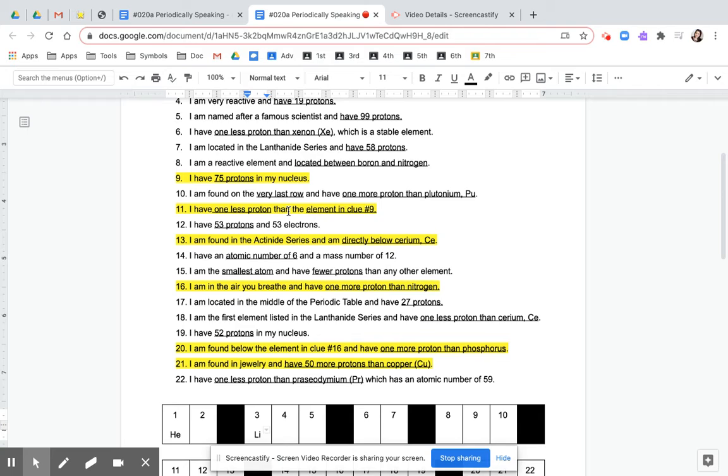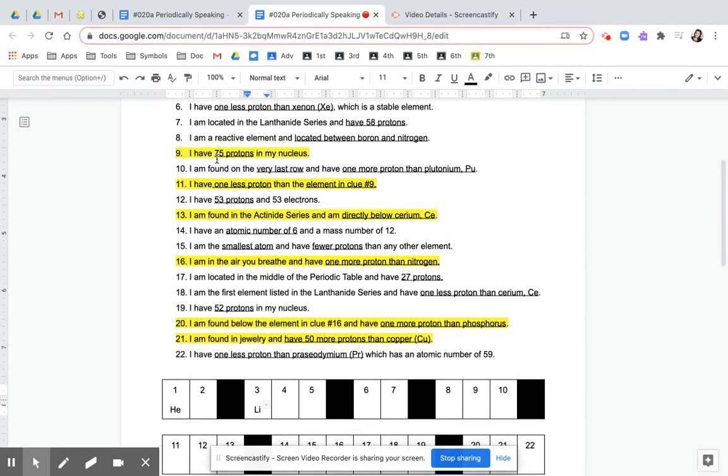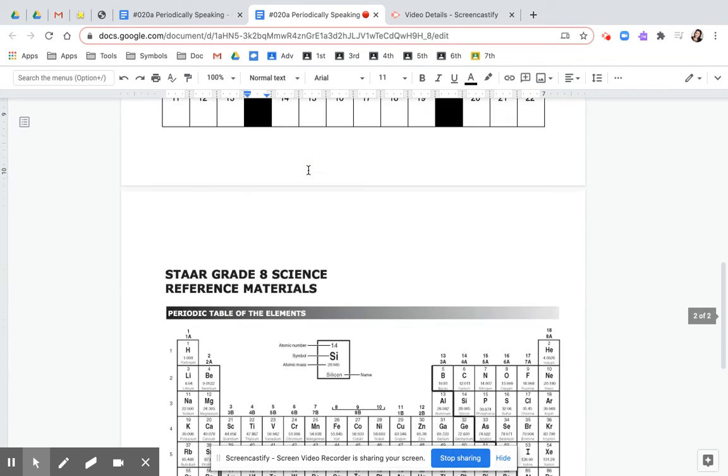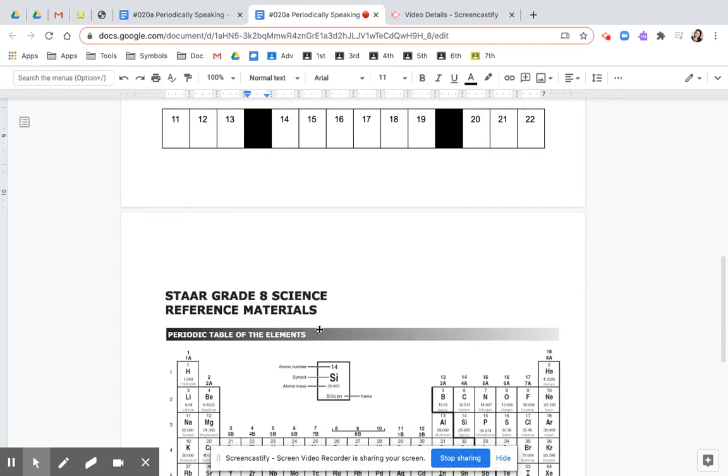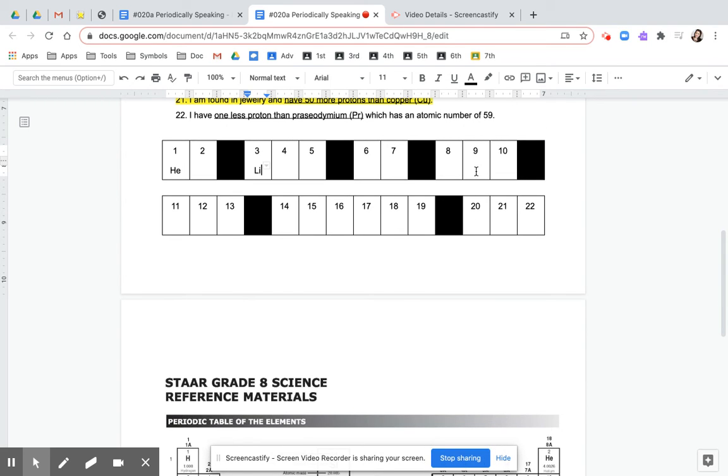Let's do number 9 together. Number 9, I have 75 protons in my nucleus. So my clue is 75. I'm going to go to my periodic table and look for atomic number 75, which is rhenium right here. So I'm going to put Re for question number 9. So question number 9, Re.